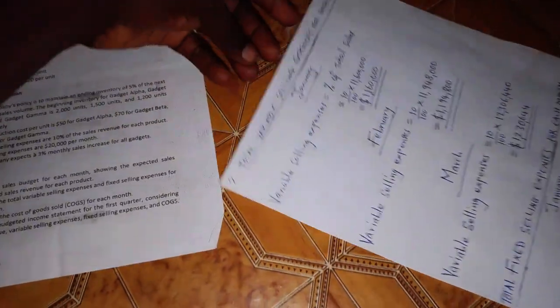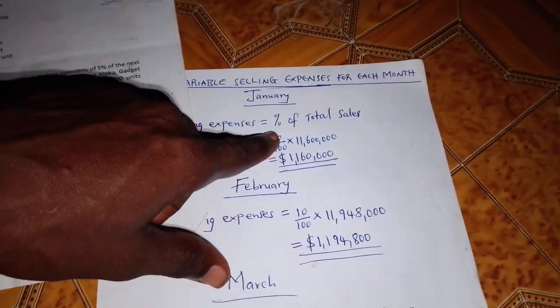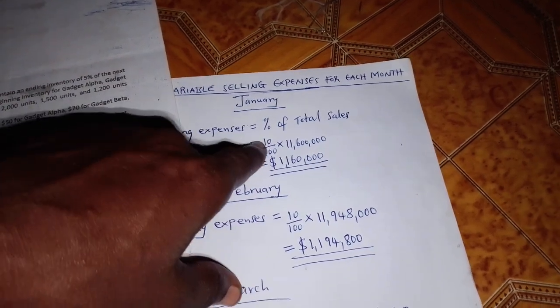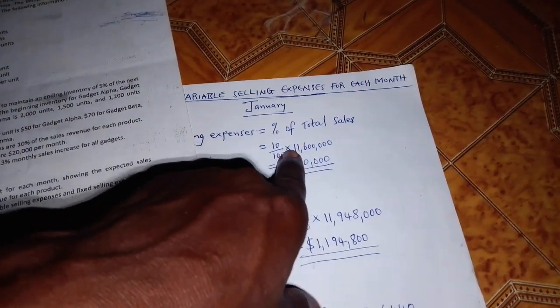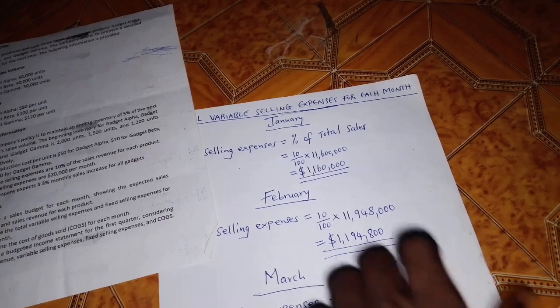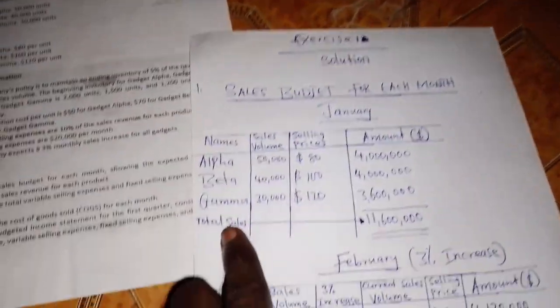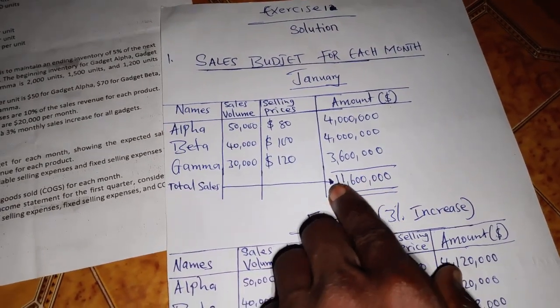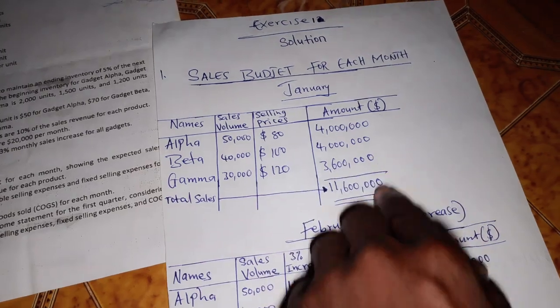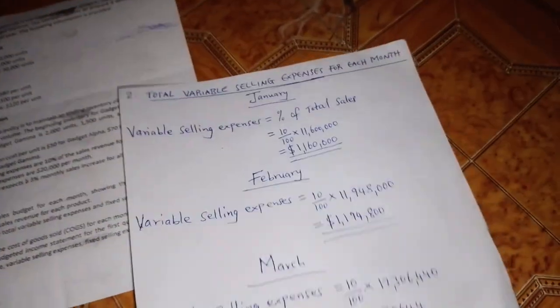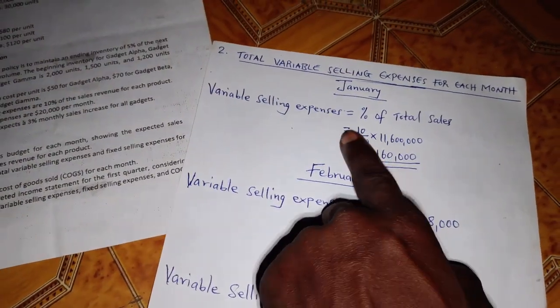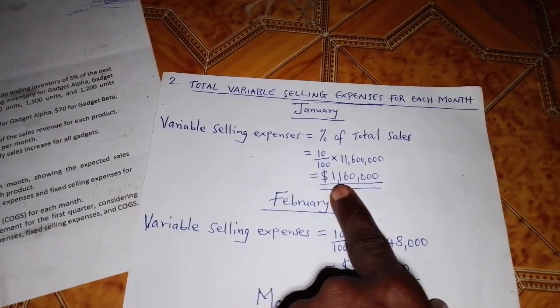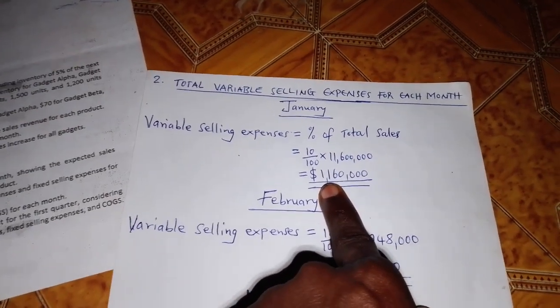Now, we said 10 upon 100, percentage is out of 100, times, we are working for January. So we are going to take this total sales. We look at the total of it, $11,600,000. So this is what will be taken here. So when we multiply this, this is our variable selling expenses.